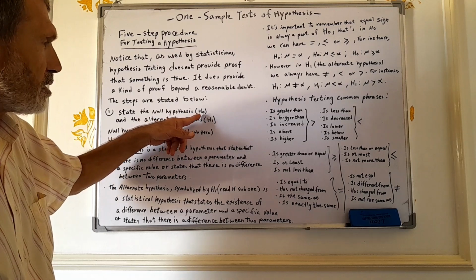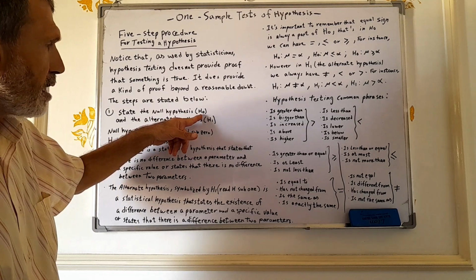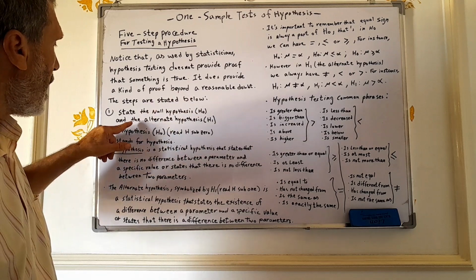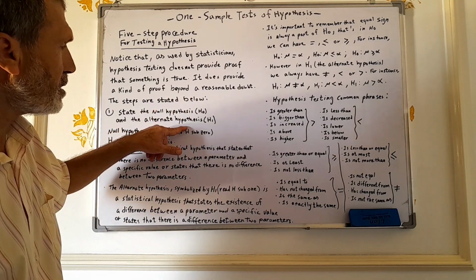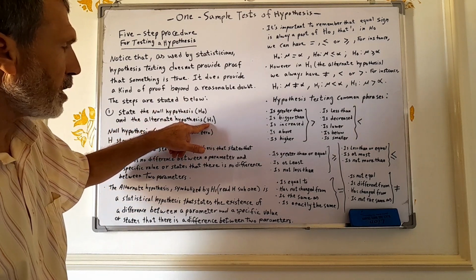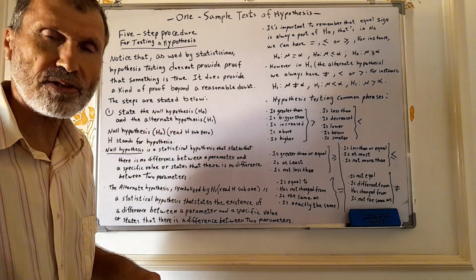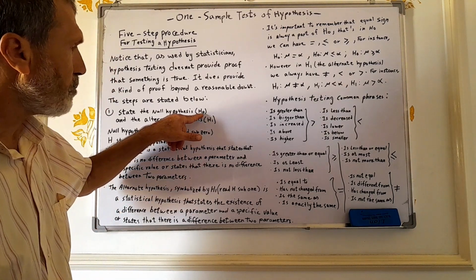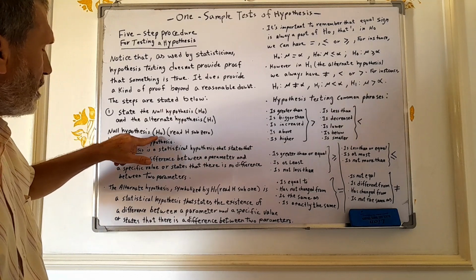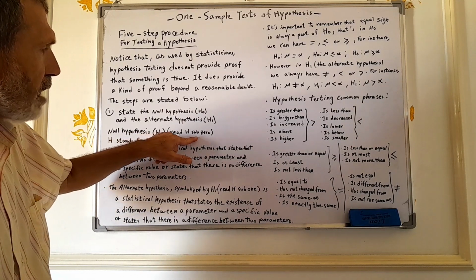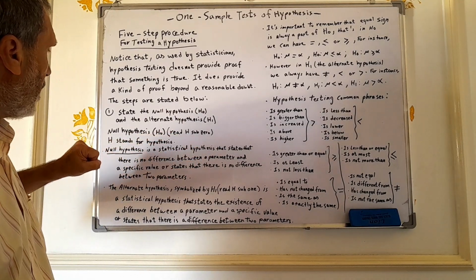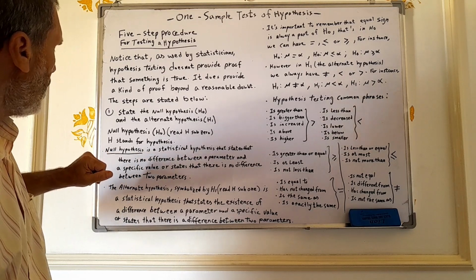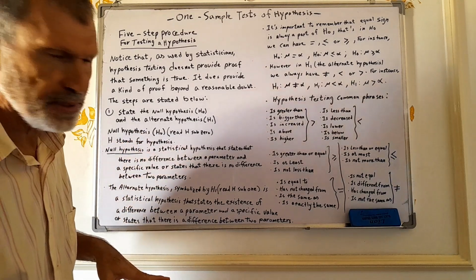Of course, we start with the first step, which is that the researcher must state the null hypothesis, H sub 0, and the alternate hypothesis, which is read H sub 1. H stands for hypothesis.